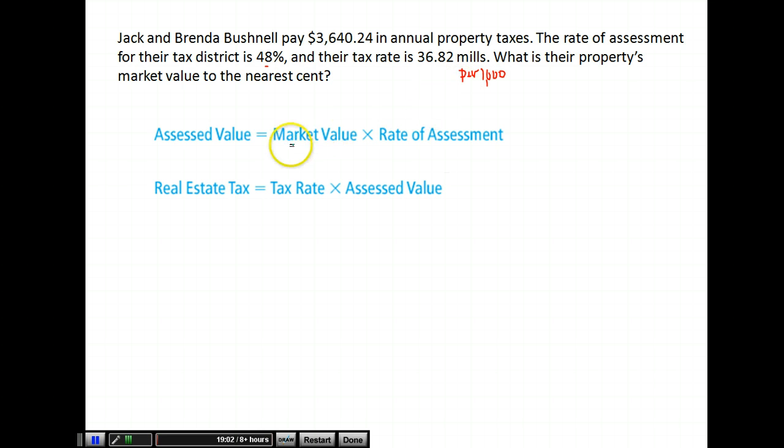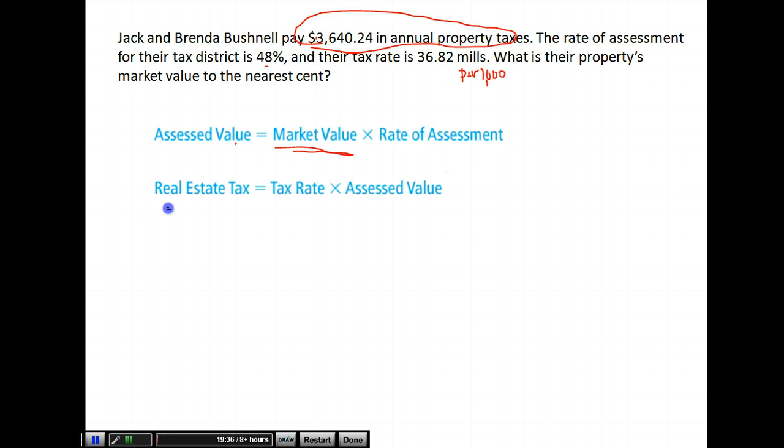Well, notice the formulas they gave us, market value isn't solved for here. It's multiplied by something to find the assessed value. So in this question, we actually have to work backwards, because instead of giving us the information asking for the property tax, they gave us the property tax and asked us to go backwards and find the market value of the home. So we start at the bottom here, because what do we know? We know the annual property tax, which is also known as real estate tax.